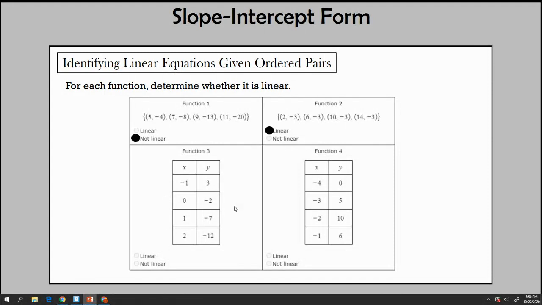So my x's are changing at a constant rate. What are the y's doing? Well, 3 to -2 is -5. -2 minus 5 is -7. -7 minus 5 is -12.